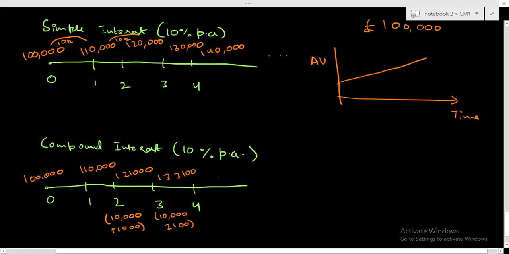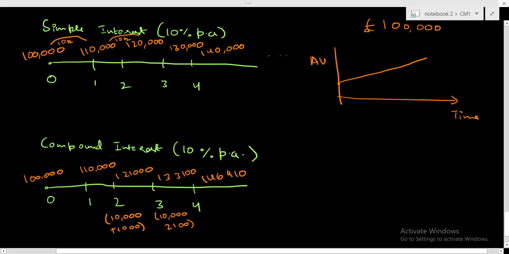Alright, and then in the next term as well you will add 10 more percent to it. So that will be equal to 146,410. So that is how it grows. The growth here is exponentially fast.